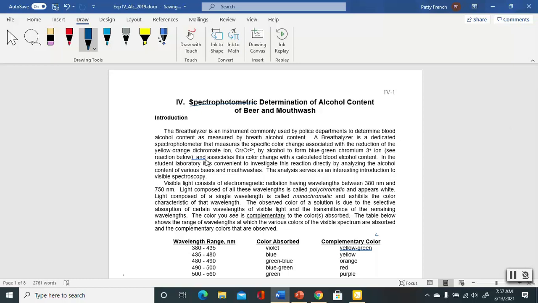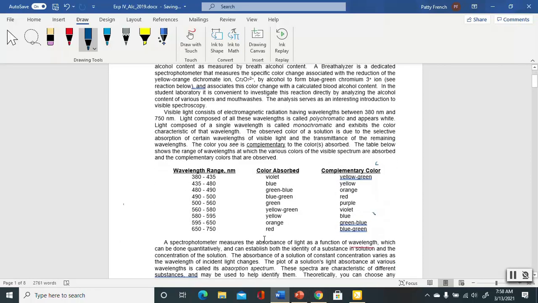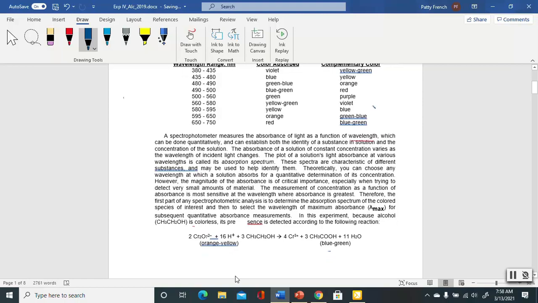The reaction that we're actually going to be looking at is down here at the bottom of the first page, and it takes dichromate, which you've seen me use before, and adds some acid to it, and then, important part here, adds alcohol to it. And this alcohol, in an acidic solution, causes the reduction of chromium from chromium 6+, which it is when it's in this dichromate form, to chromium 3+.